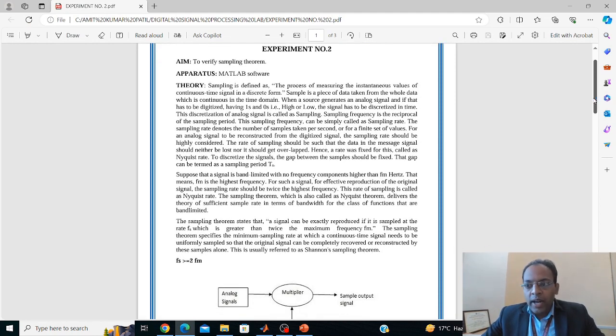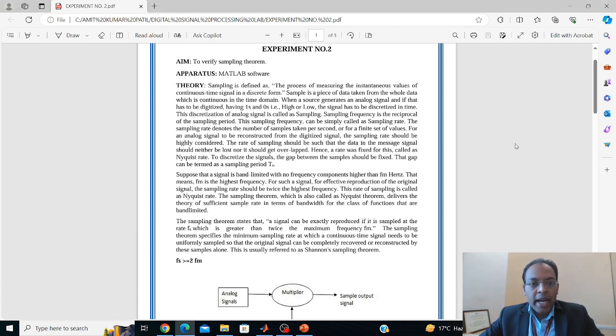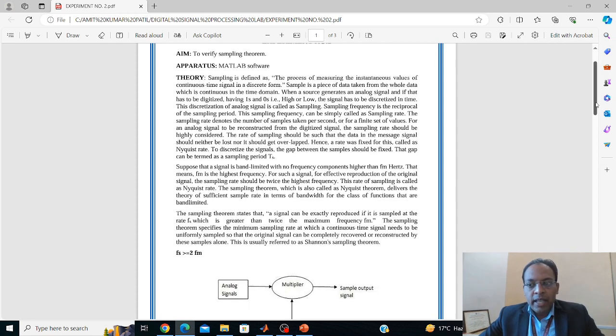The word sampling theorem has been derived from the word sample. A sample is a piece of data taken from a continuous time signal. The sampling theorem states that any continuous time signal can be sampled into a discrete time signal and it can be recovered back if the sampling rate is greater than or equal to twice the maximum frequency of the signal. That is, Fs is greater than or equal to twice Fm, where Fs is the sampling frequency and Fm is the maximum frequency of the signal. So, we can sample a continuous time signal into a discrete time signal and also recover it back if this condition is satisfied.